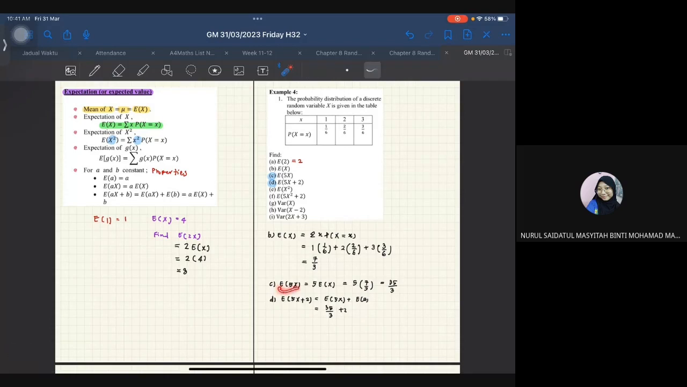For this one, bring the 5 out to the front, then multiply it with the expectation you found earlier. So you get 35/3. And then for part D, we open the bracket first. So you will get E of 5x plus E of 2. The E of x we found earlier, this one, and then this one is 2. So just add them directly to get the answer.